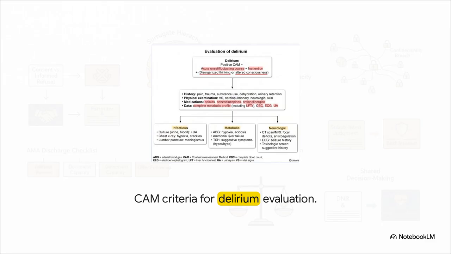Once you diagnose delirium, you've got to play detective and systematically hunt down the underlying cause. Check for infections, metabolic derangements, or offending medications, especially things like opioids or anticholinergics.